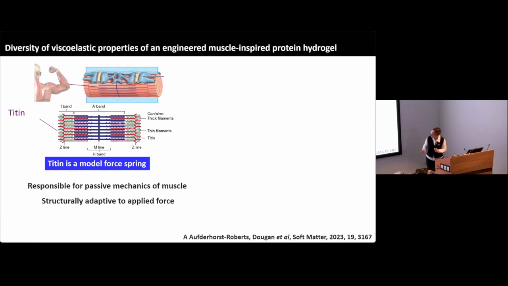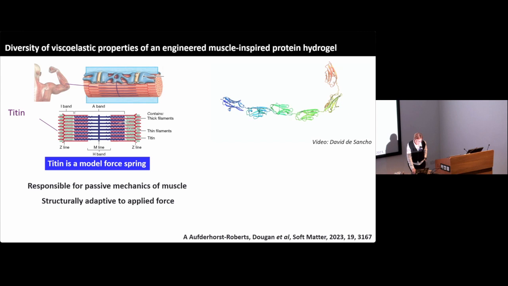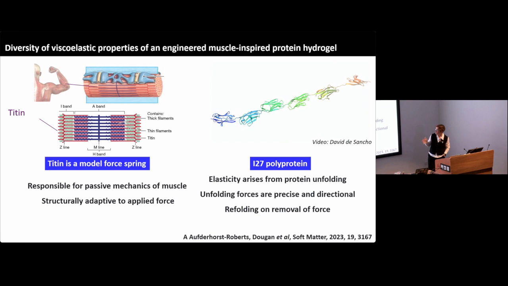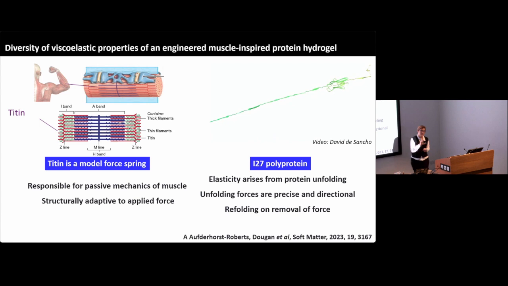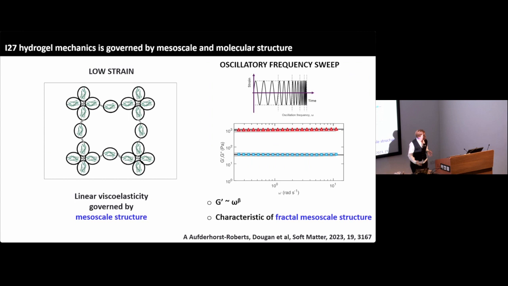We can take a lot of inspiration from nature, and one classic example is titin, which is this model for a spring, and it's responsible for the passive mechanics of muscle, and it's structurally adaptive to force in a very hierarchical way. And the single molecule community have shown now for many years, both experimentally and with modeling, that the elasticity arises from protein unfolding, in this case from an I27 beta-rich folded domain. And these unfolding forces are precise and they're directional, and you can get refolding if you remove that force. So we were interested to see what happens when we take a polyprotein of the I27 and we form a gel. And what about the mechanical properties of the gel that we form?